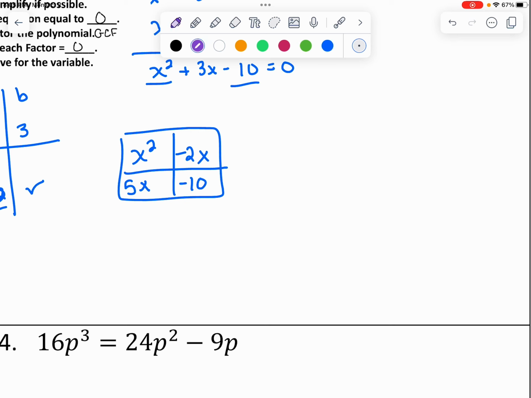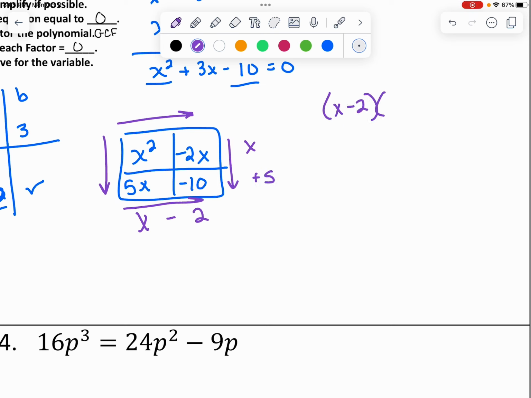Okay, so please group on your own. What's the GCF here between those two? X. What's the GCF here? I can't see. Let's see here. Negative 2. GCF here? That would be X. And GCF here? That'd be 5. Okay, so factored, this is X minus 2.